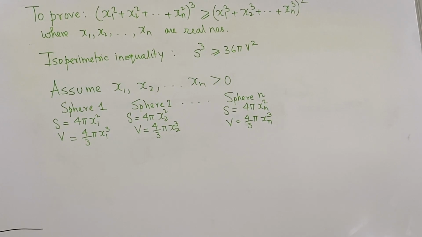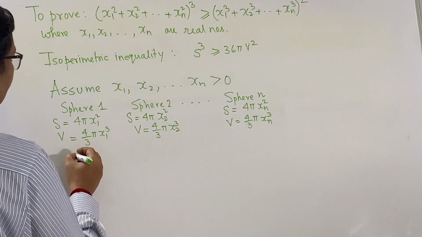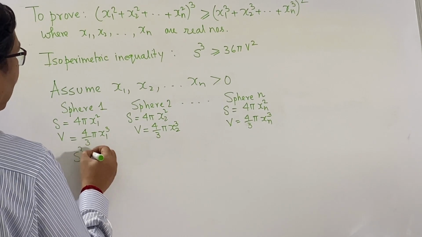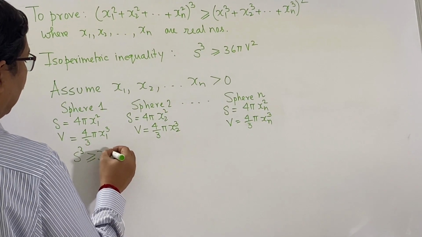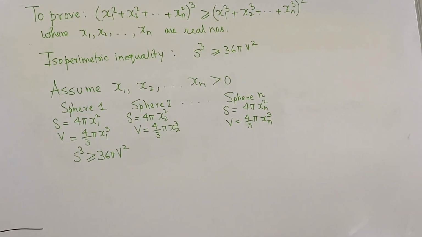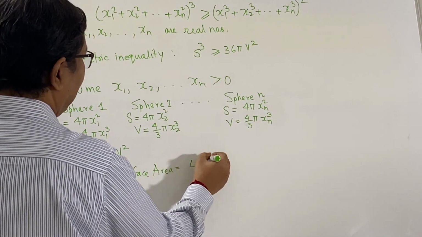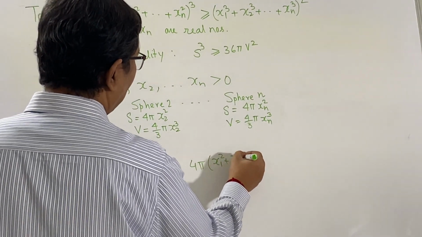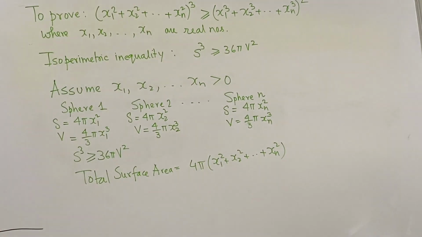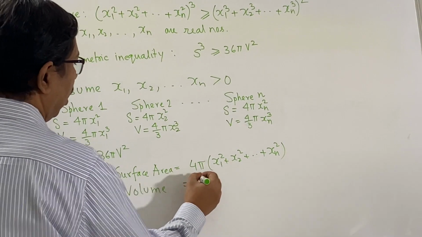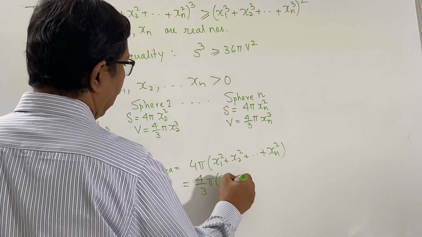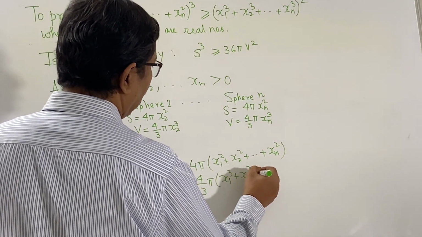Now we know that for each of these spheres, we have that S³ is greater than or equal to 36πV². So this is true for each of these spheres. Now let us think of having a body in which all of these n spheres are glued together. That body would have a total surface area of 4π(x1² + x2² + ... + xn²), and the total volume of that body would be 4/3 π(x1³ + x2³ + ... + xn³).